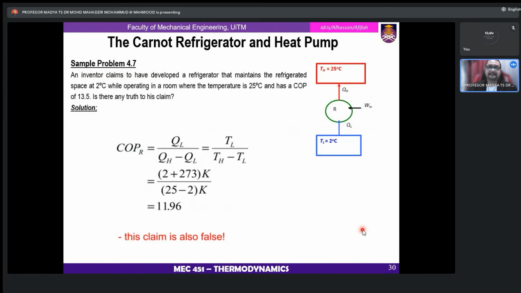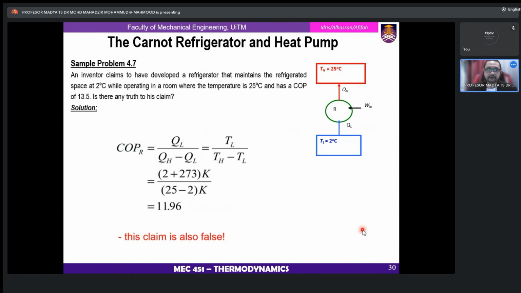Okay, this is a sample example for a refrigerator and heat pump. An inventor claims to have developed a refrigerator that maintains the refrigerated space at 2 Celsius while operating in a room where the temperature is 25 Celsius and has a COP of 30.5. Is there any truth to his claim?